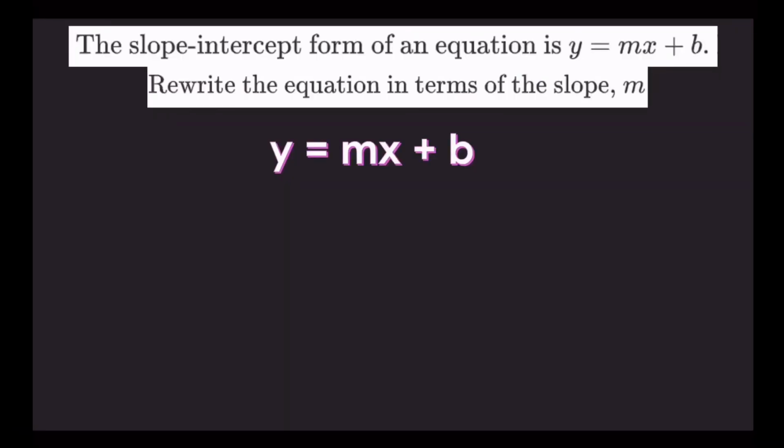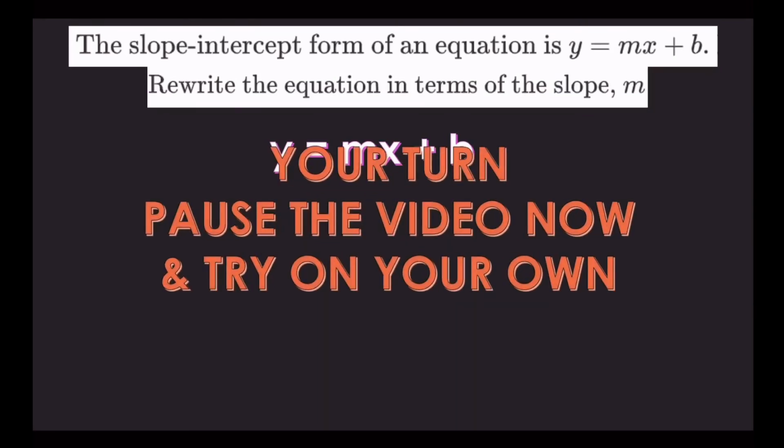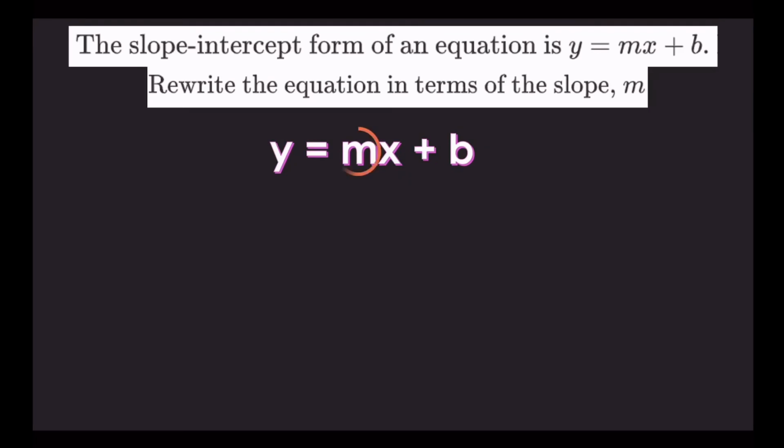Okay, so let's read this question. The slope-intercept form of an equation is y equals mx plus b. Rewrite the equation in terms of the slope m. So you have the ability to do this. Right now, I want you to pause and try to solve this for m. Okay, let's see how we did.